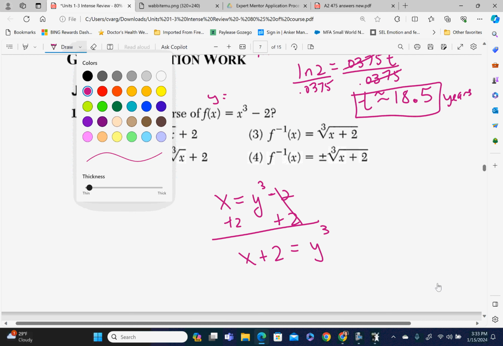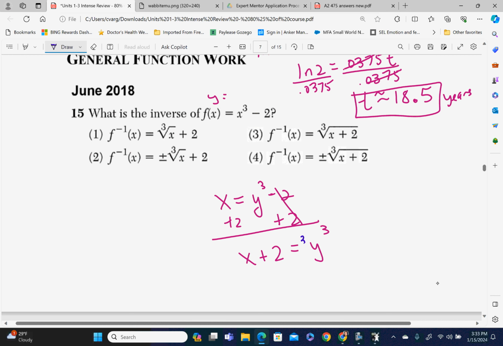Okay, how do you get rid of a third power? By doing a third root. So third root. So these cancel out. So I'm left with y equals the cube root of x plus 2. And when you're cube rooting something or square rooting something, it's going to be positive and negative. So that is answer choice 4.